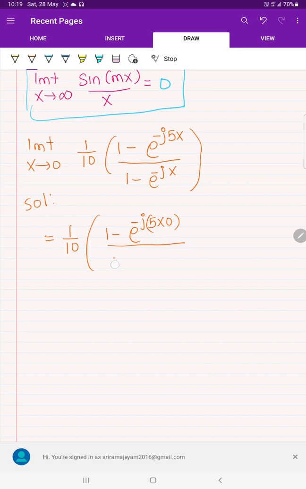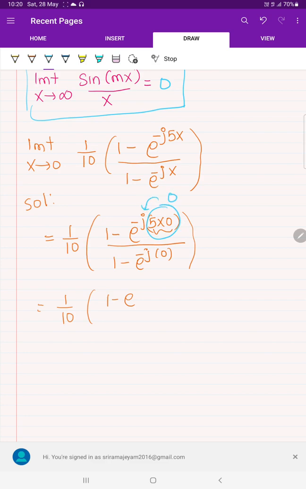In the denominator, 1 minus e power minus j times 0. What you will be getting? If I proceed further, it will become 1 by 10 times 1 minus e power, tell me 5 into 0 will be 0 or not? Yes, sir, it is 0. So this whole value is going to be 0.